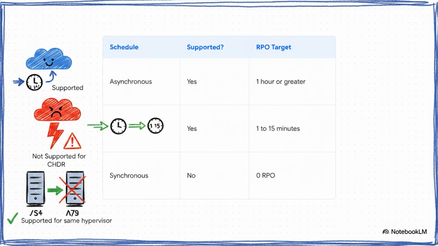So, asynchronous replication, the one that targets a recovery point objective, or RPO, of an hour or more, that's fully supported. NearSync, giving you those tight 1 to 15 minute RPOs, also totally supported. But synchronous replication, the one giving you that 0 RPO, absolutely not.